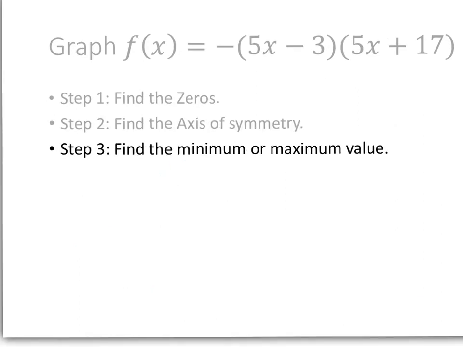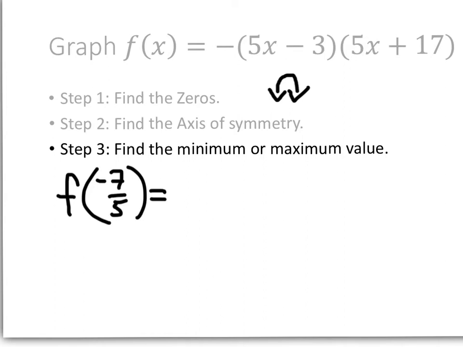Now I need to find the minimum or maximum value. As we saw at the beginning of the problem, the parabola is reflected over the x-axis, so it's going to be pointing this way, which means that it's going to have a maximum value. To find the maximum, I need to find f of negative 7/5, which I do by substituting negative 7/5 in for the x.